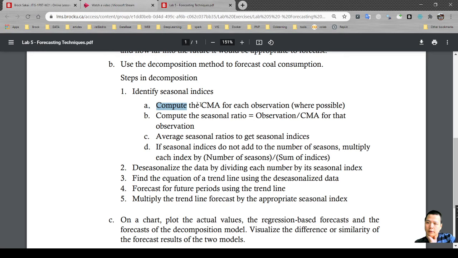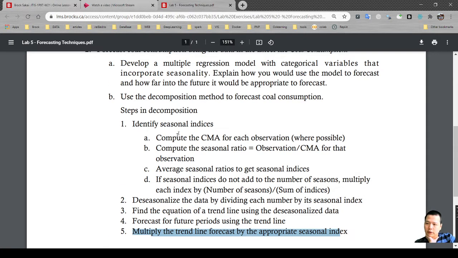First, calculate the CMA, then calculate the seasonal ratio, which is observation divided by CMA, and the average ratio, and we want to calculate the seasonal index. Decentralize the data, find the trend equation, forecast the new trend line, and multiply the trend forecast by the appropriate seasonal index. So this is the whole set of steps.